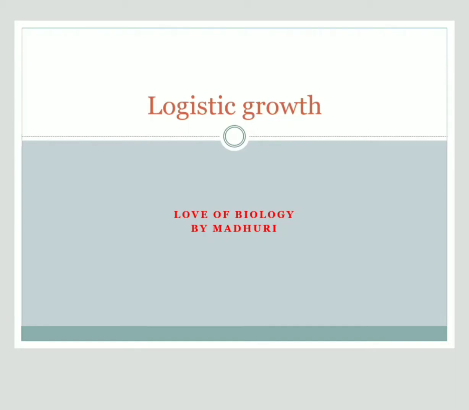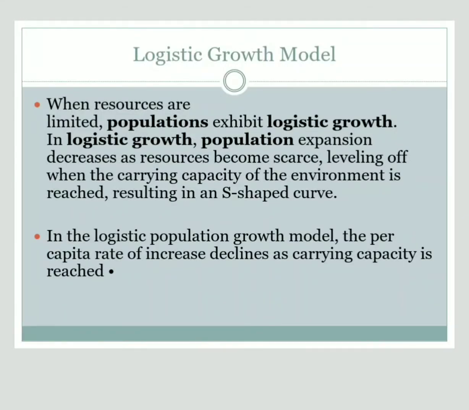Today we are going to learn about logistic growth. When resources are limited, populations will show this type of growth. Population expansion decreases as resources become limited, leveling off. When the carrying capacity of the environment is reached, it results in an S-shaped curve.